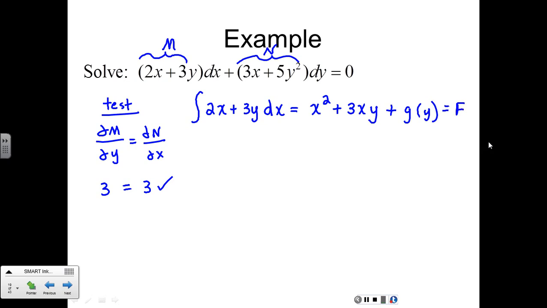So the partial of f with respect to y, what would that be? What's the derivative of this with respect to y? The derivative of x squared with respect to y would be nothing. What about this? 3x. Good job. What would the derivative of g of y be? G prime. Somebody say that? G prime, just g prime of y?